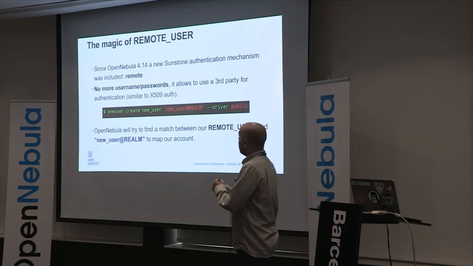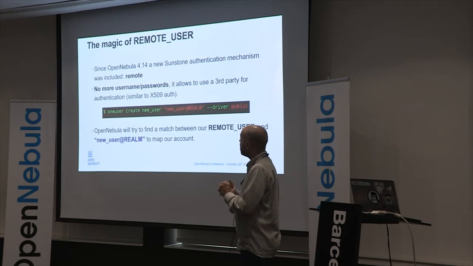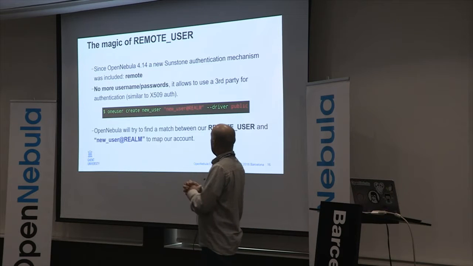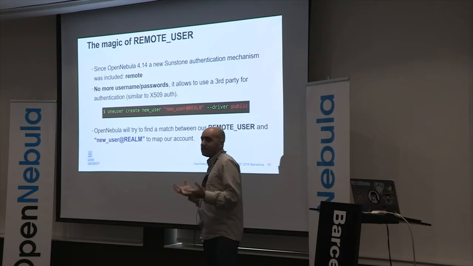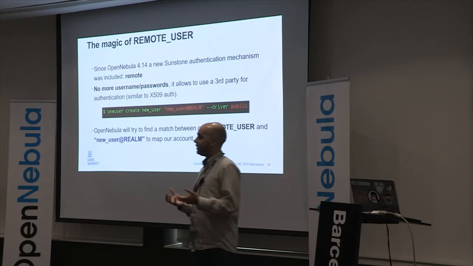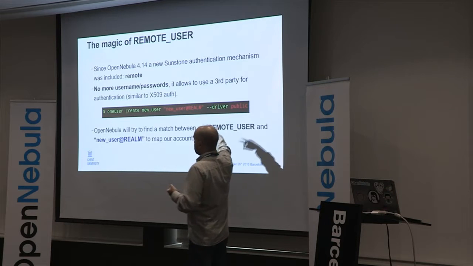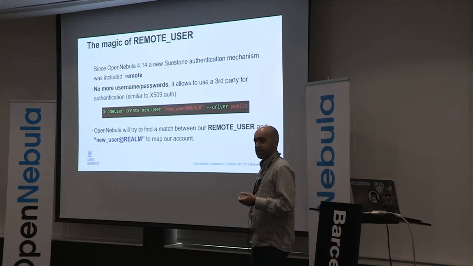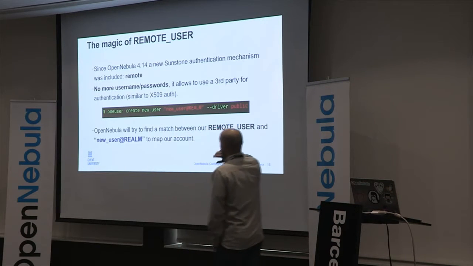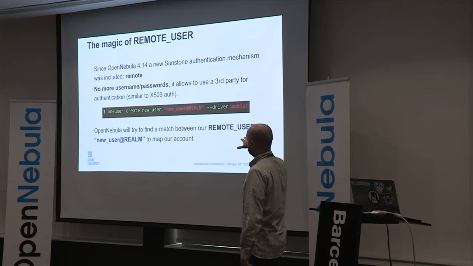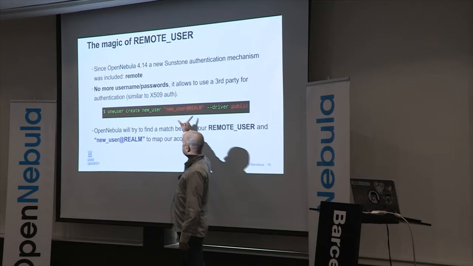OpenNebula. And here comes the magic of remote user. Thanks to the OpenNebula guys, they have included a very, very nice new feature, a new authentication system that is called remote. And what is the beauty of this? That we can authenticate right now users, external users, using a third party to be able to use our cloud system using OpenNebula. Basically, it's very similar to the X509 authentication. The driver, in that case, should be public, and here is the realm of the user.